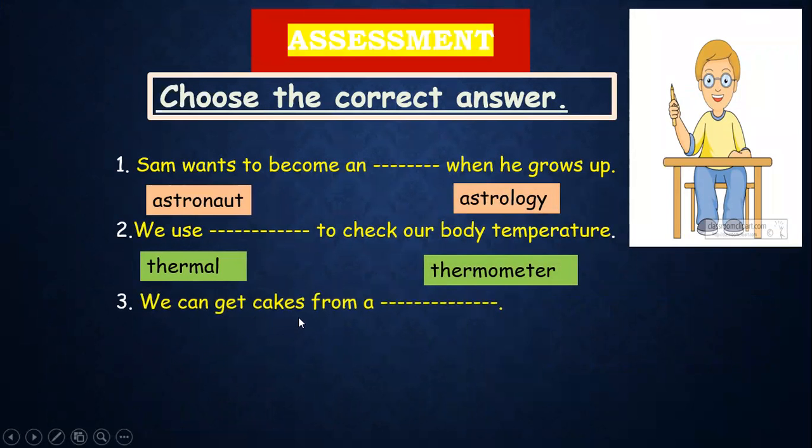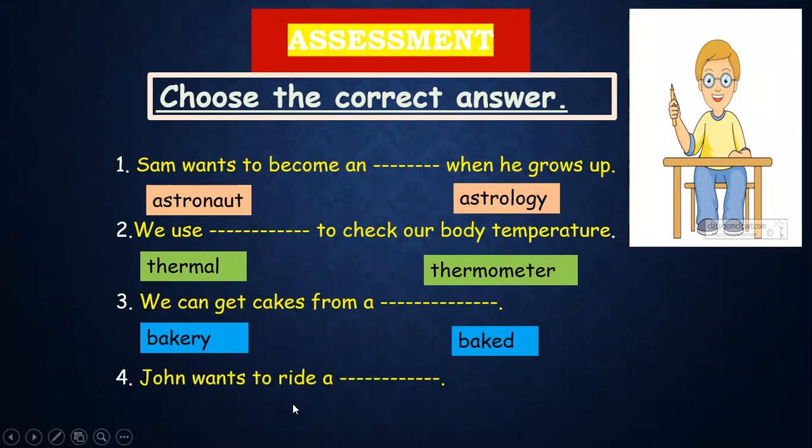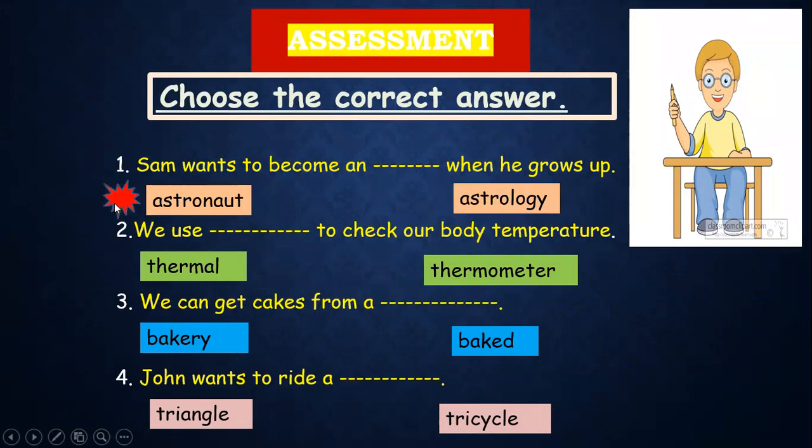We can get cakes from a bakery or baked. John wants to ride a triangle or tricycle. And the right answers are astronaut, thermometer, bakery, and tricycle.